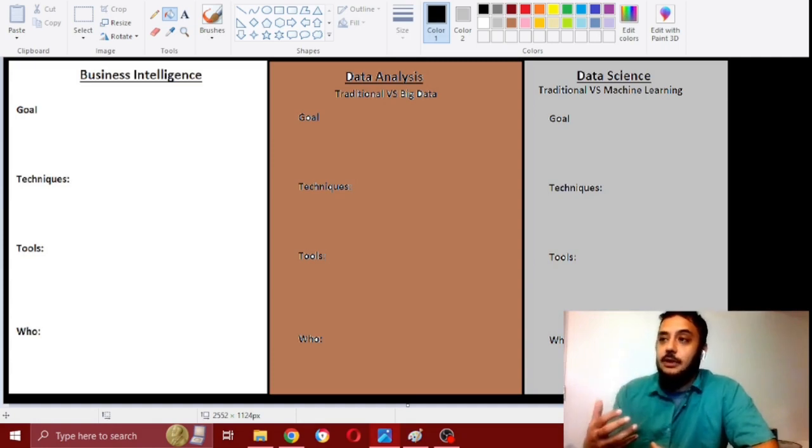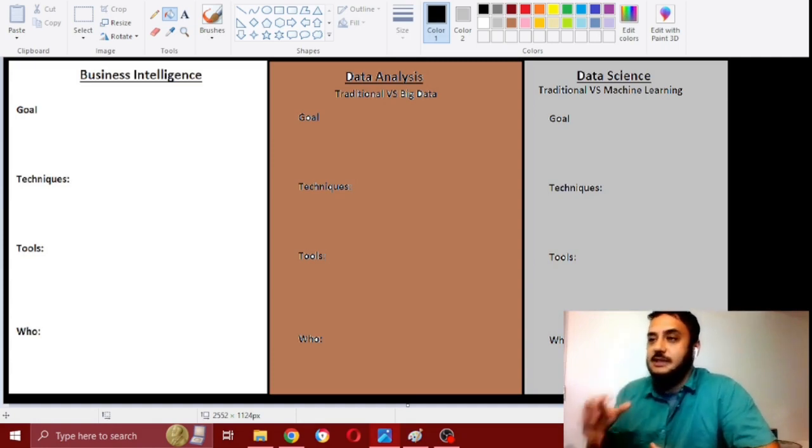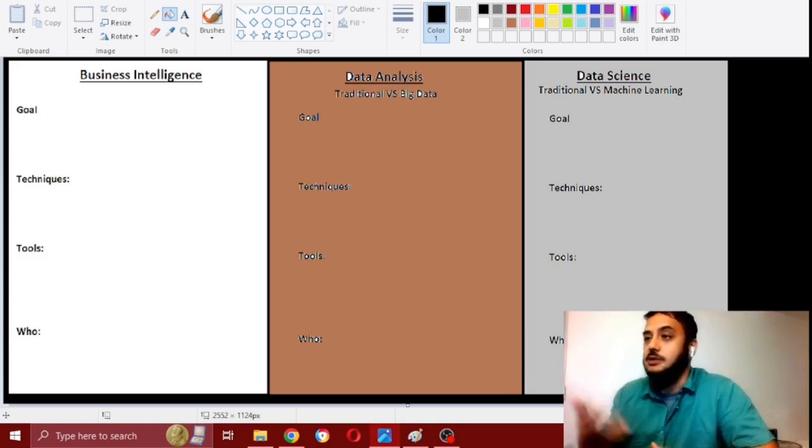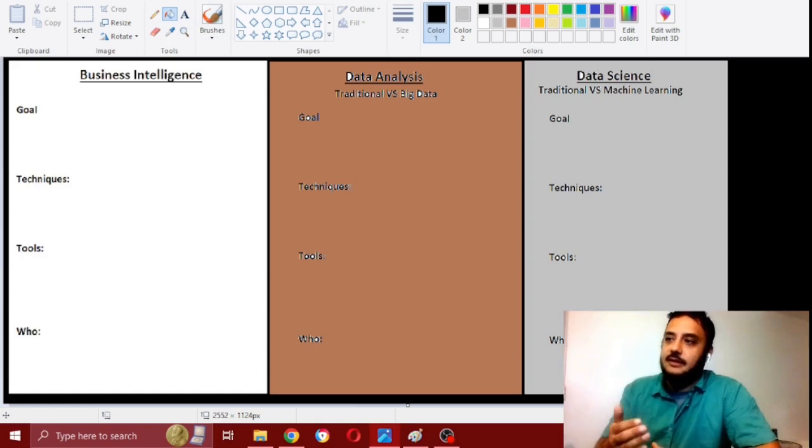Professionals who work in business intelligence roles are mostly referred to as BI consultants, BI developers, BI analysts, or business analysts, although business analysts in the field of IT means something slightly different than a business intelligence analyst or business intelligence consultant.